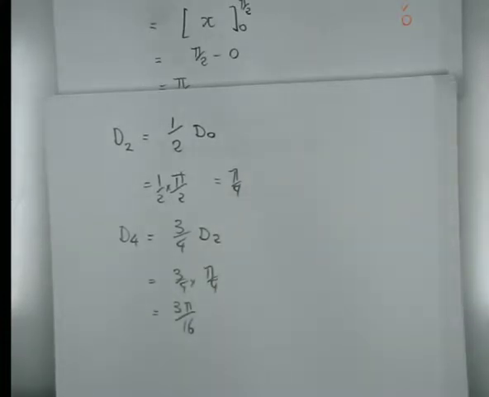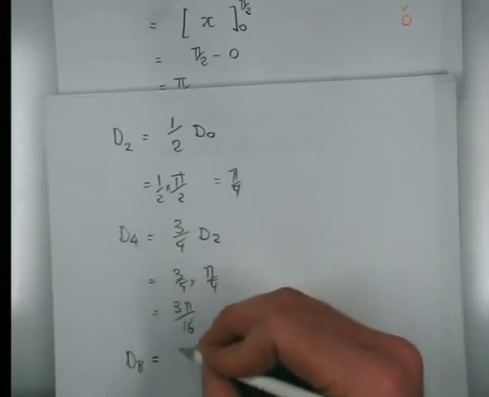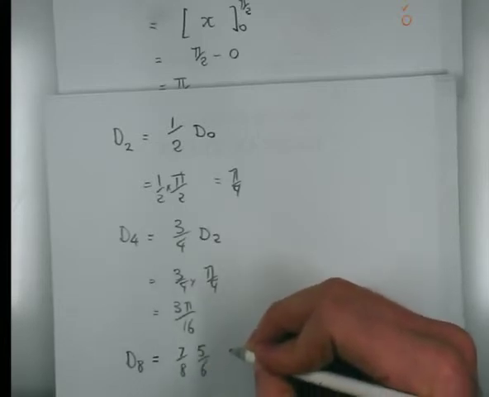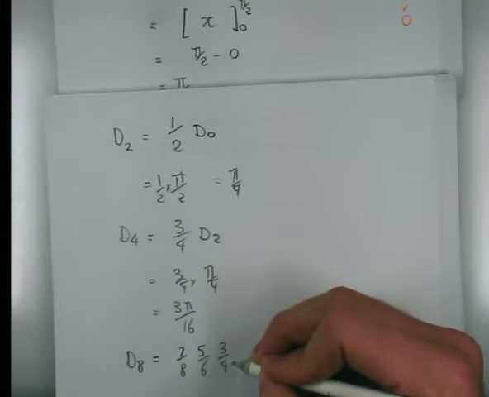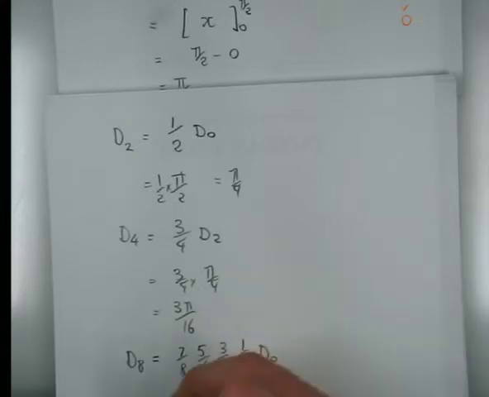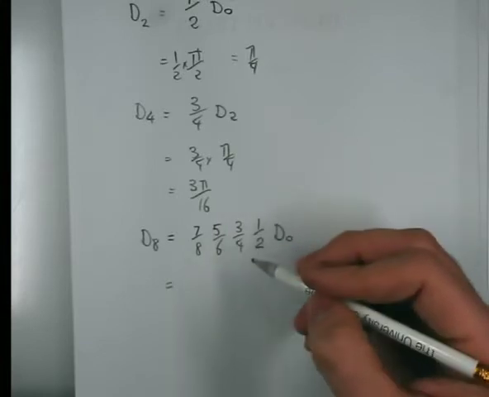Even better than this, I could, if I wanted to, just abstract my formula to realise that there's a pattern here, and I could figure out D anything. Right? So D8 should be 7/8 of D6, and D6 would be 5/6 of D4, and D4 would be 3/4 of D2, and D2 would be 1/2 of D0, and so I could just figure out whatever that is. It's not pretty.